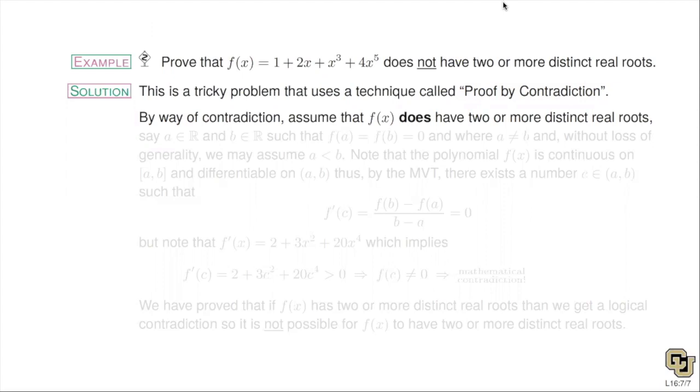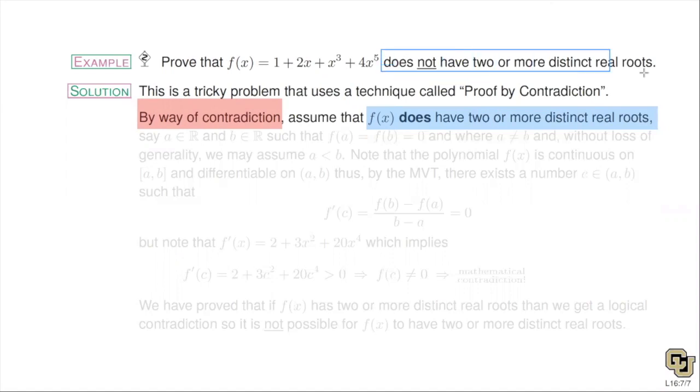Since proof by contradiction is so sneaky and tricky, mathematicians will give a warning to other mathematicians, i.e. I'm giving a warning to you that I'm using proof by contradiction by using this phrase. So when I say by way of contradiction, I'm letting you know I'm about to do a contradiction proof, and I'm going to prove the opposite of what I'm trying to prove. So by way of contradiction, assume f of x does have two or more distinct real roots. That's exactly the opposite of what I'm trying to prove, which is good. That's how contradiction works. I assume the opposite.